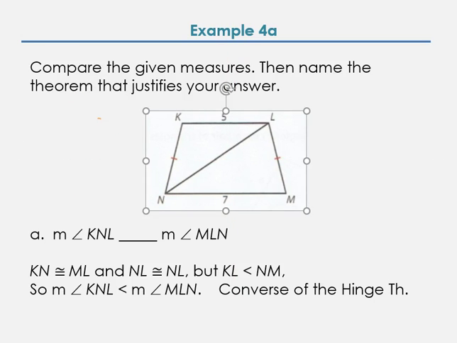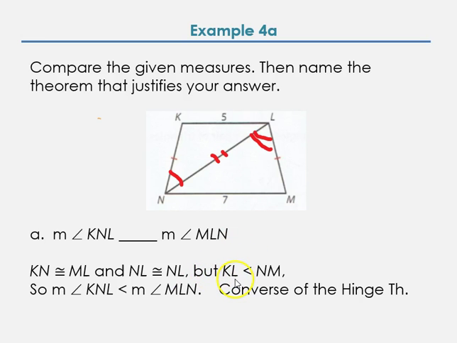And I'll see if I can draw that, if it'll let me. Okay, so there's K and L, and the measure of MLN. So these are the two angles that they're comparing. KN is congruent to ML, and NL is congruent to NL. This is because of the reflexive property, so we can always state this.